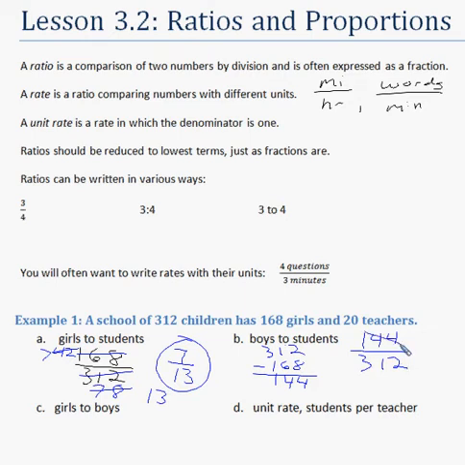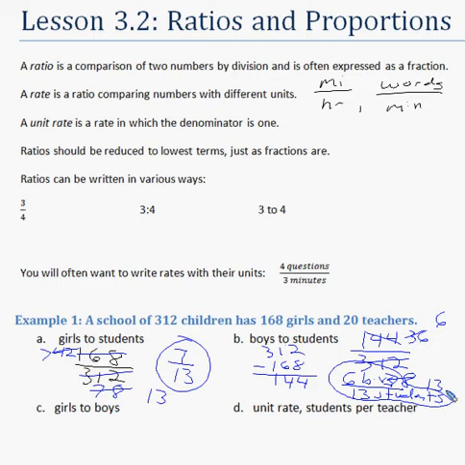Again, 4 goes into that 36 times. 4 goes into this, we did this one earlier, 78 times. These can reduce by 6 again. So 6 goes into this 6 times, and 6 goes into this 13 times. So the ratio is 6 boys to 13 students. Sorry, that's a little bit messy there. So we have 6 boys to 13 students.